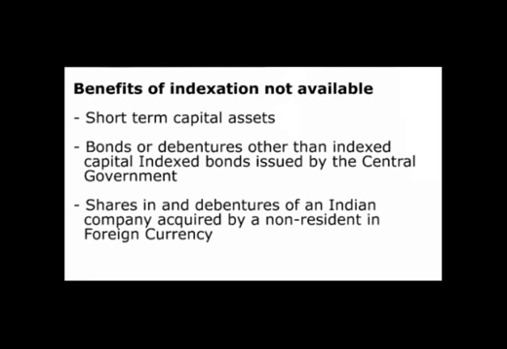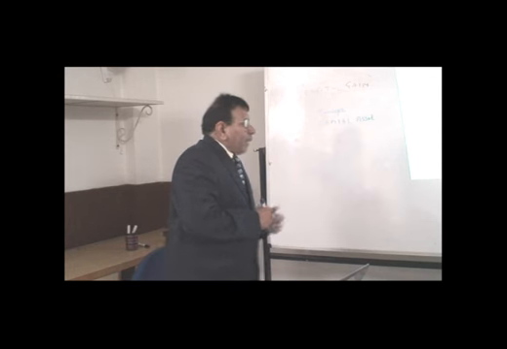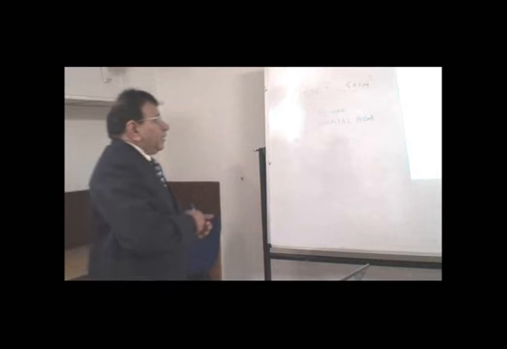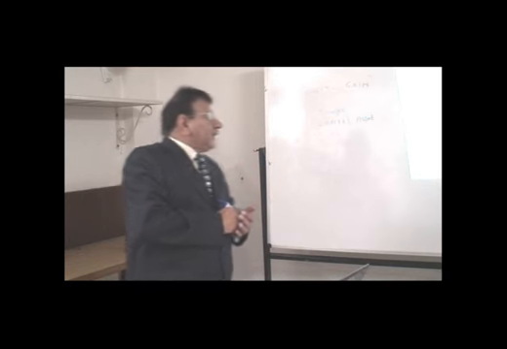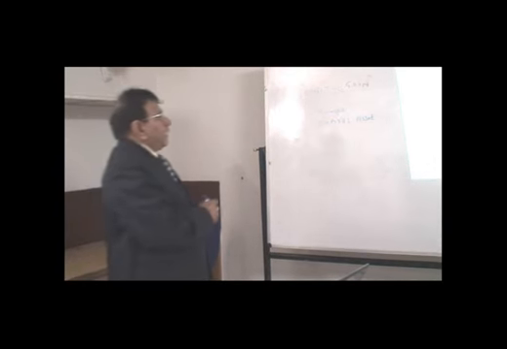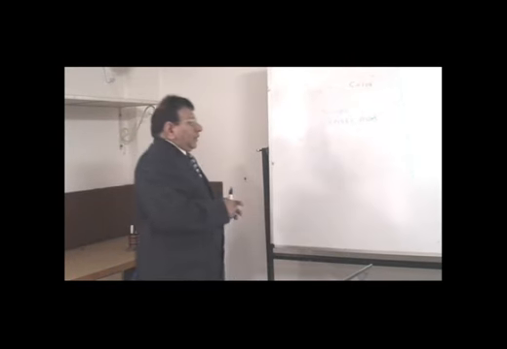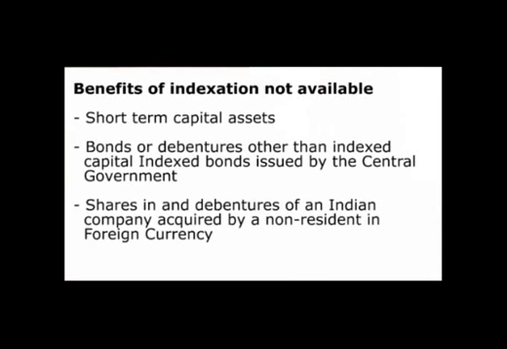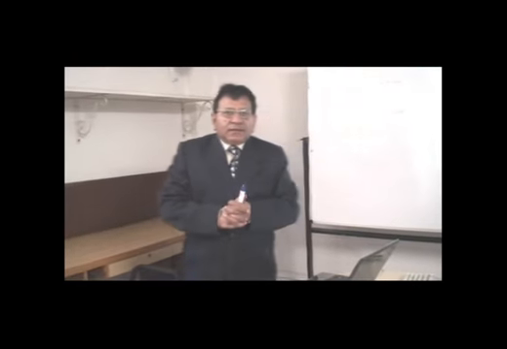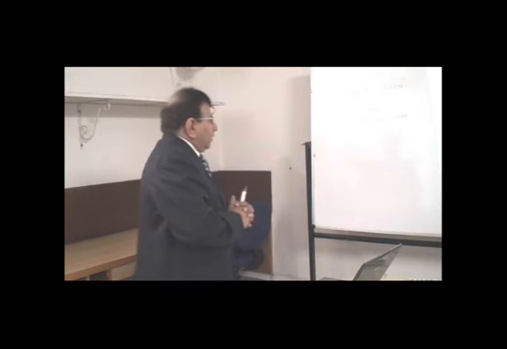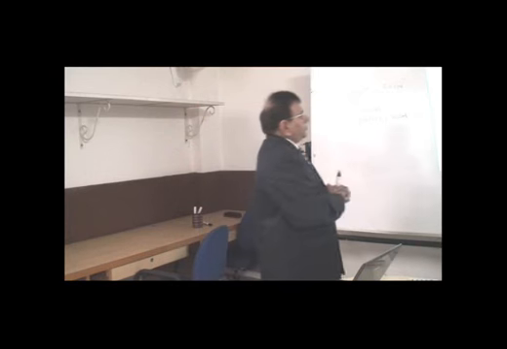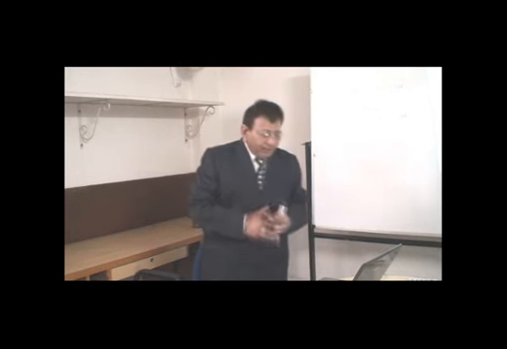The second is the bonds or the debentures other than the capital index bonds, because these capital index bonds are specifically issued by the central government. In respect of capital index bonds issued by the central government, the benefits of indexation are available, but other than that, if bonds or debentures are issued, then the benefits of indexation are not available. Third is the shares and debentures acquired by a non-resident in foreign currency. If any non-resident acquires the shares and debentures of an Indian company, and such acquisition has been made in foreign currency, then the benefits of indexation will not be available to him.